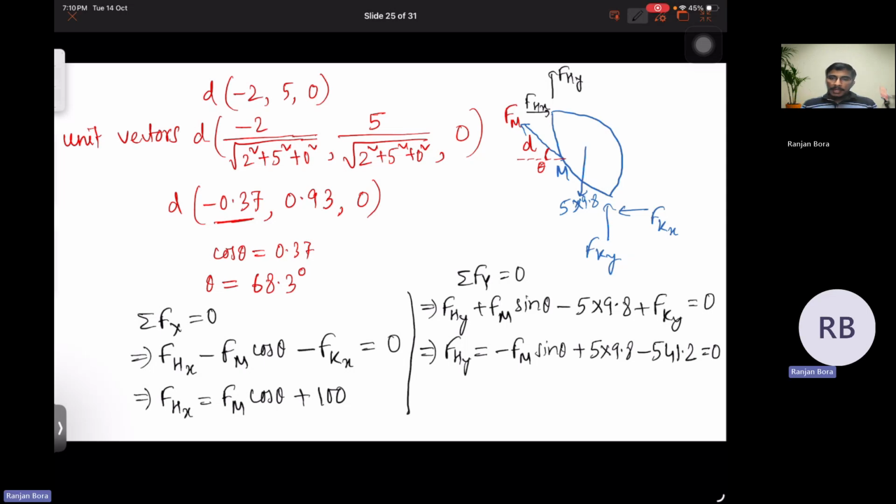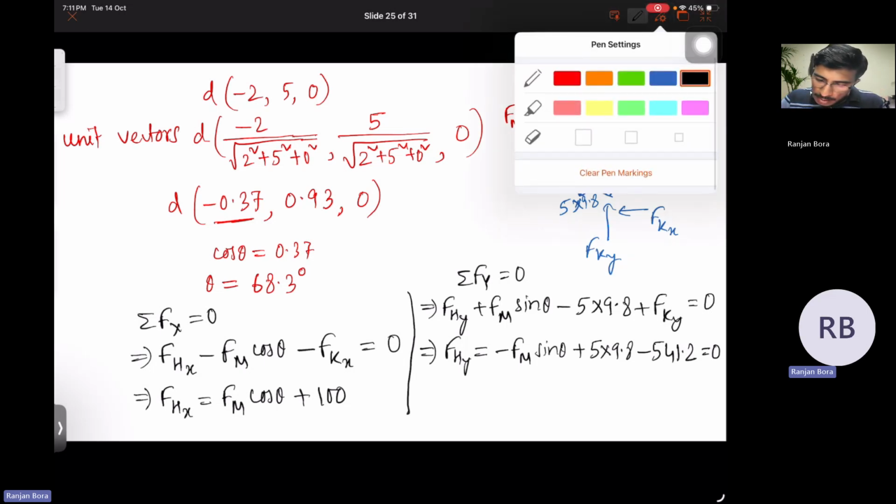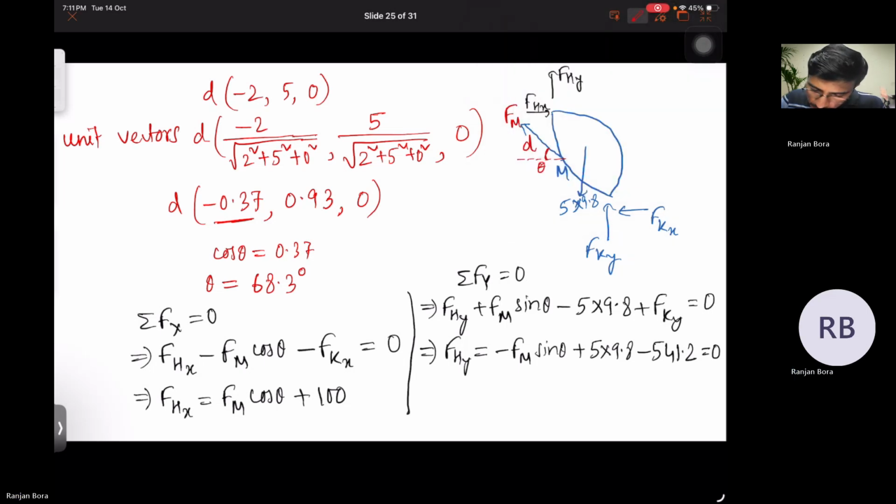So now we need to find the magnitude of Fm. How will we find the magnitude of Fm? For finding Fm, we need to use the moment equilibrium about the hip joint H. For finding the moment equilibrium, we first need to know the moment arms. How will we find them?